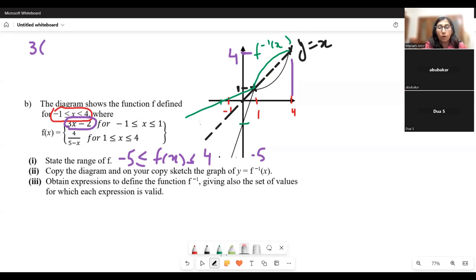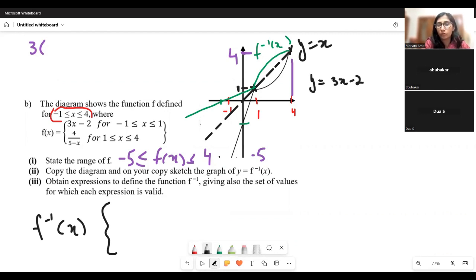Part 3, obtain an expression to define f inverse of x. Now the way f of x is defined here, you have to define f inverse of x. So I'm going to write f inverse of x. For 3x minus 2, what will we do? y equals 3x minus 2. y plus 2 divided by 3 equals x. So the first inverse is (x plus 2) by 3.